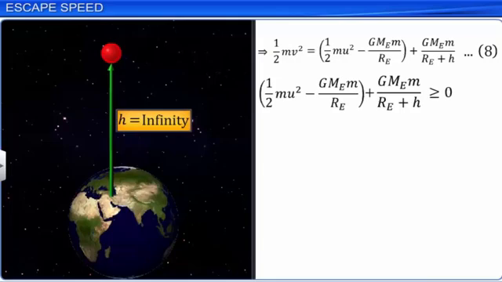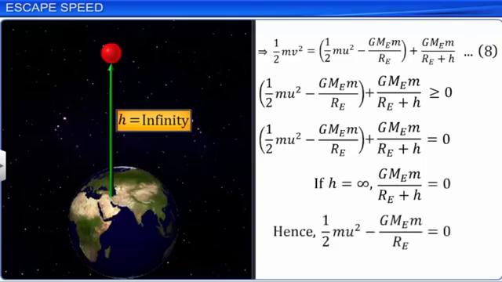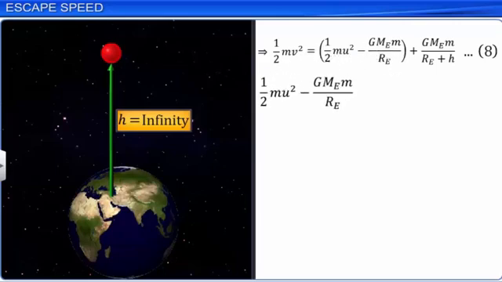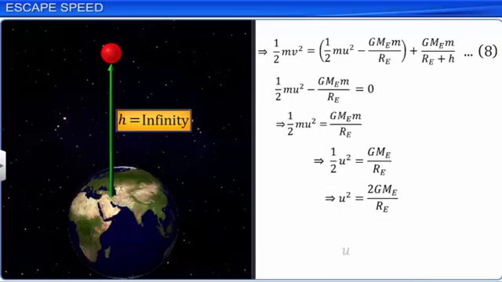Thus, the minimum value of u can be obtained by equating the expression to 0. Also, when h becomes infinity, the expression that includes h in equation 8 becomes 0. Rearranging the terms in the equation and simplifying, you get the value of u as given by the equation u is equal to square root of 2 G ME divided by RE. Let this be equation 9.